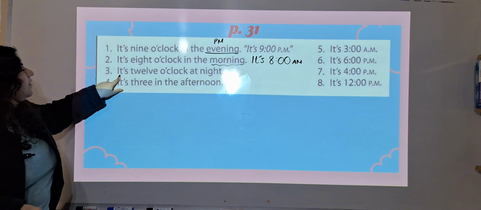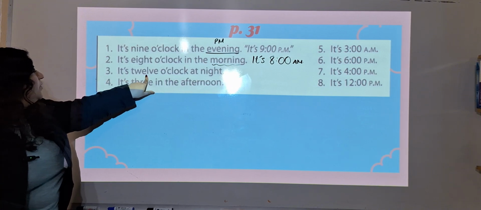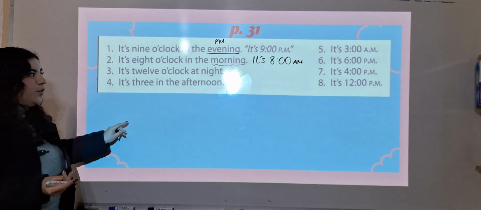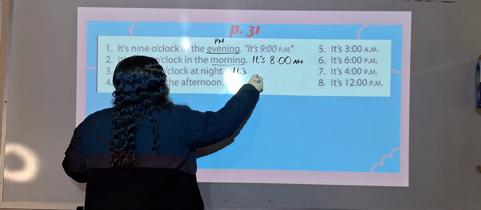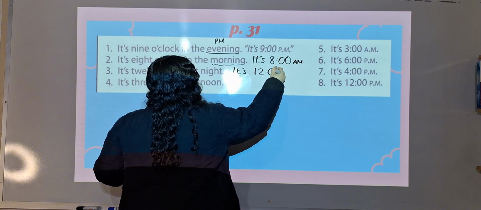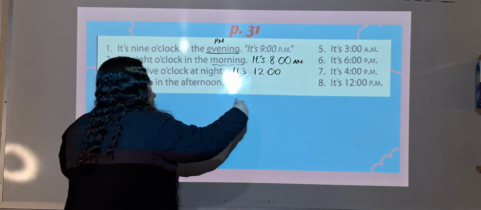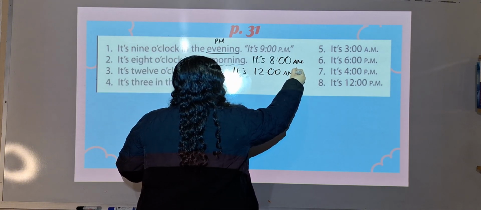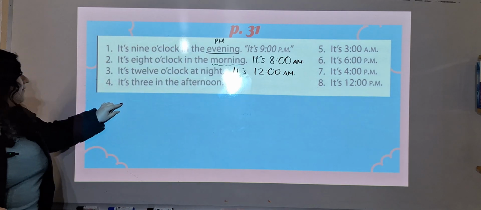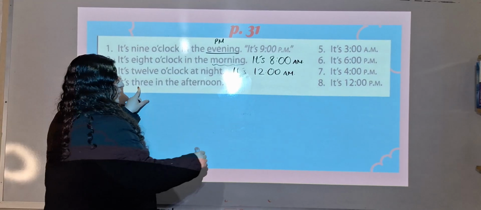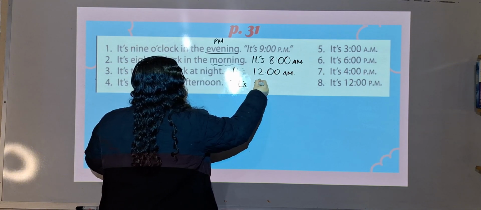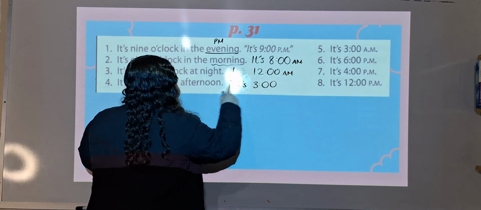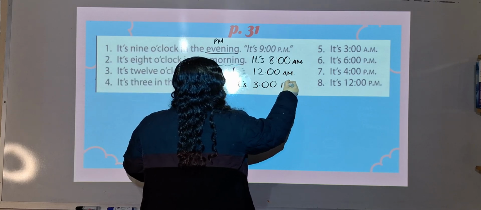Right? On number 3 we have it's 12 o'clock at night or midnight. So we can say it's 12. And remember that midnight is going to use AM. Then we have it's 3 in the afternoon. So we're going to go with it's 3 in the afternoon uses PM.